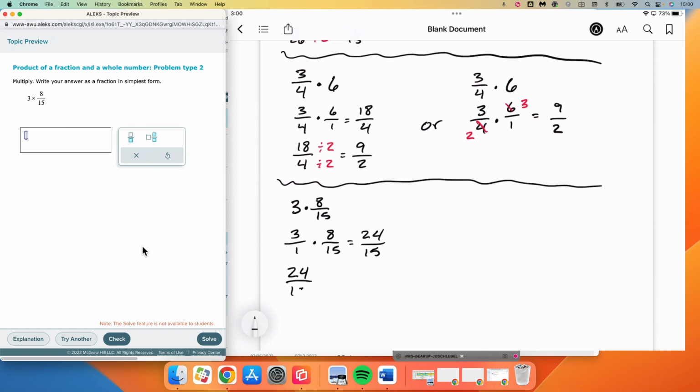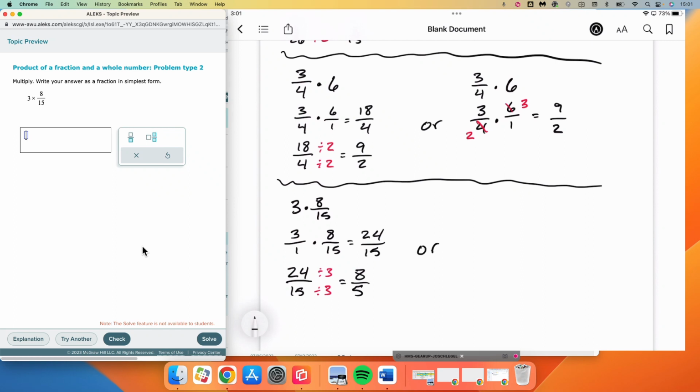We need to recognize that 24 and 15 are both divisible by 3. And we get 24 divided by 3 is 8. 15 divided by 3 is 5.